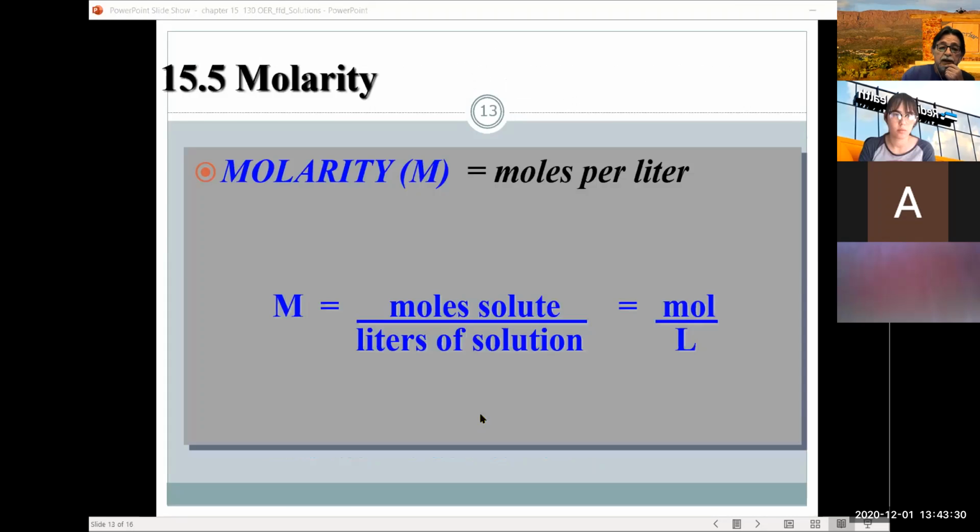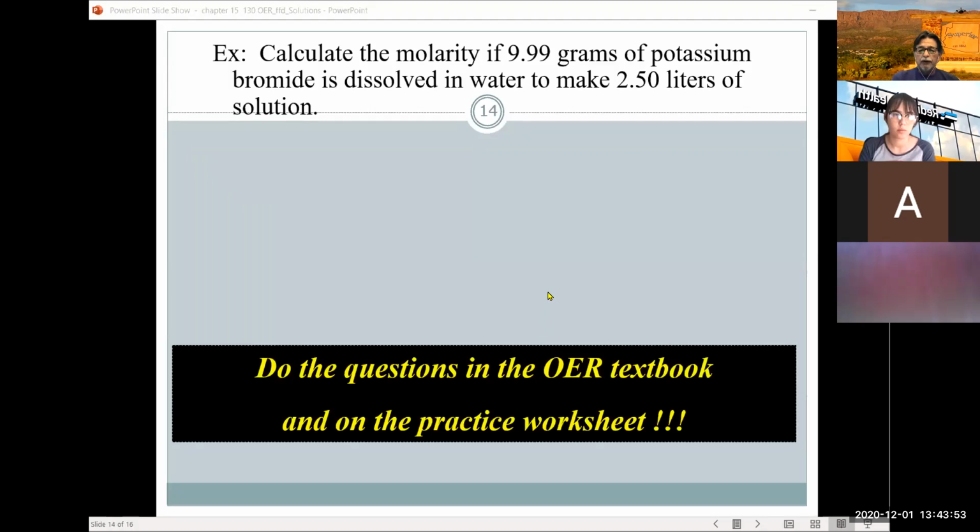All right. Now molarity, and that is a ratio of moles of solute divided by the liters of solution. And one thing to remember, sometimes you might be given units of milliliters and need to convert that to liters. And remember that in 1 liter, there are 1,000 milliliters. Okay, so here they're asking to calculate the molarity of 9.96 grams of potassium bromide if 9.99 grams of potassium bromide is dissolved in water to make 2.5 liters of solution.